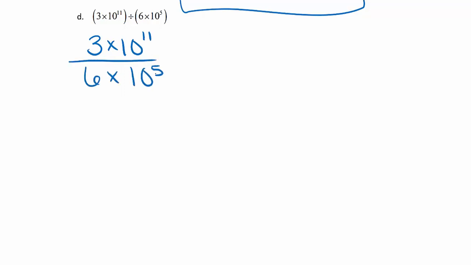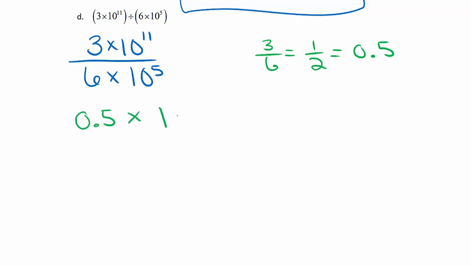So I'm going to use the same process, but let's see, 3 divided by 6 is actually a half. And I'm going to write that as 0.5. That'll help me with the scientific notation. So 3 divided by 6 is 0.5. And then to deal with the powers of 10, I subtract the exponents. 11 minus 5 is 6. So I get times 10 to the 6.